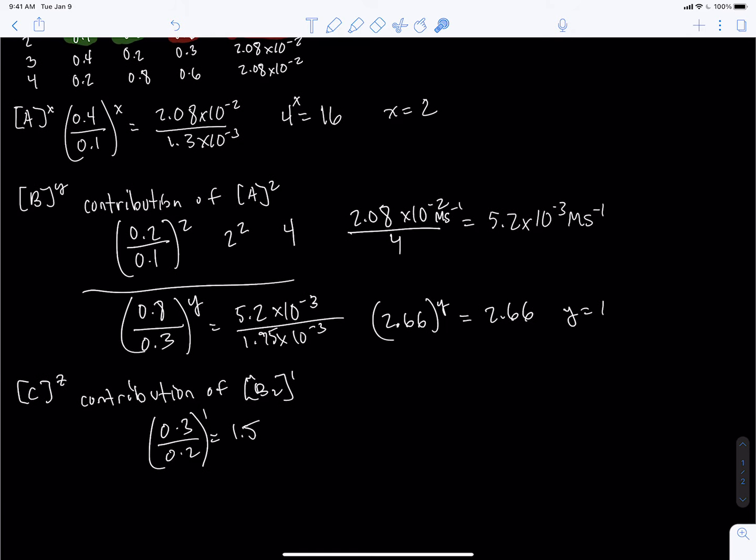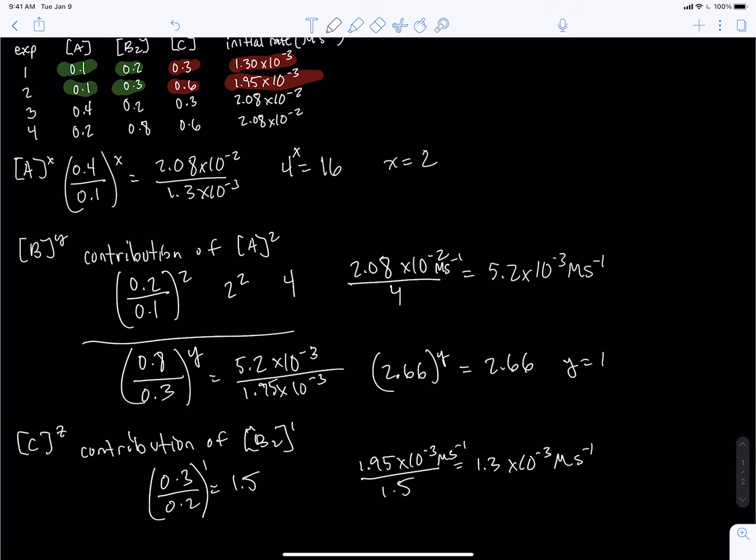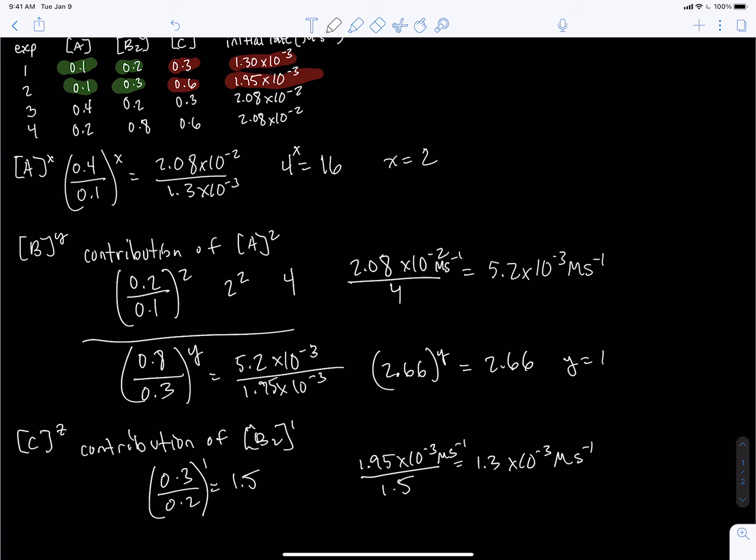So we can get rid of that and again do this sort of corrected rate. So we'll take 1.95 times 10 to the minus 3, and we will divide it by 1.5. And this will give us our new rate, which is 1.3 times 10 to the minus 3 moles inverse seconds. And then we can go ahead and solve finally for what C is.